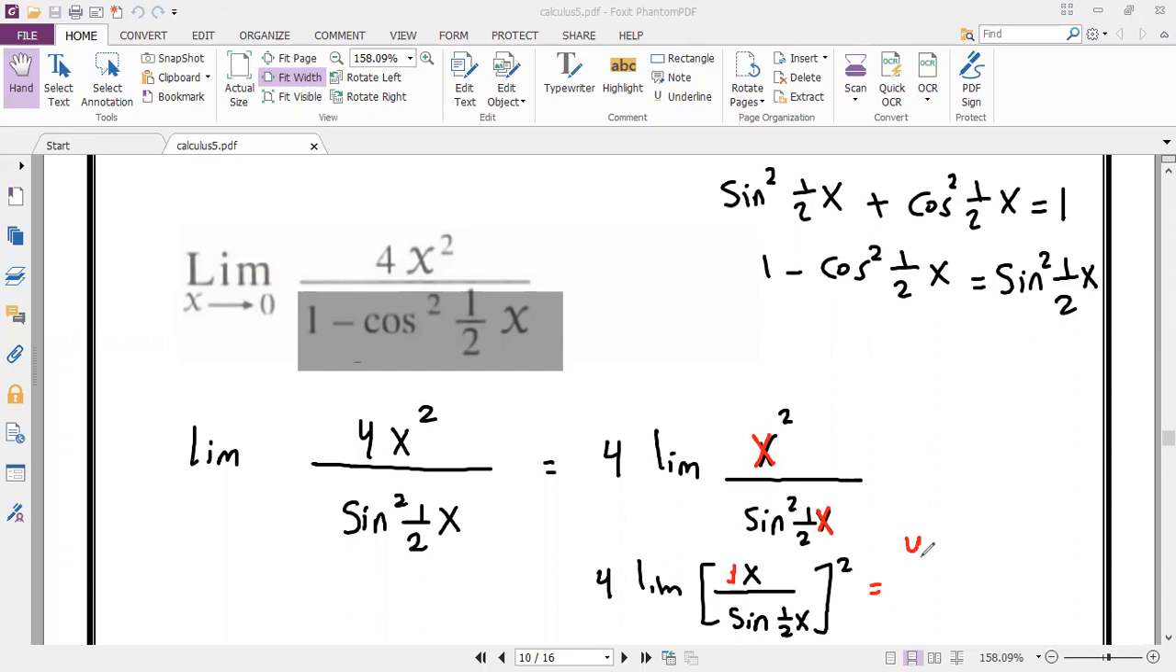Then you multiply this 4 by this limit, which is going to be 1 over half to the power of 2. So 1 over half to the power of 2 will be 1 over 1 over 4, which is 4. So 4 times 4 equals 16. That's it.